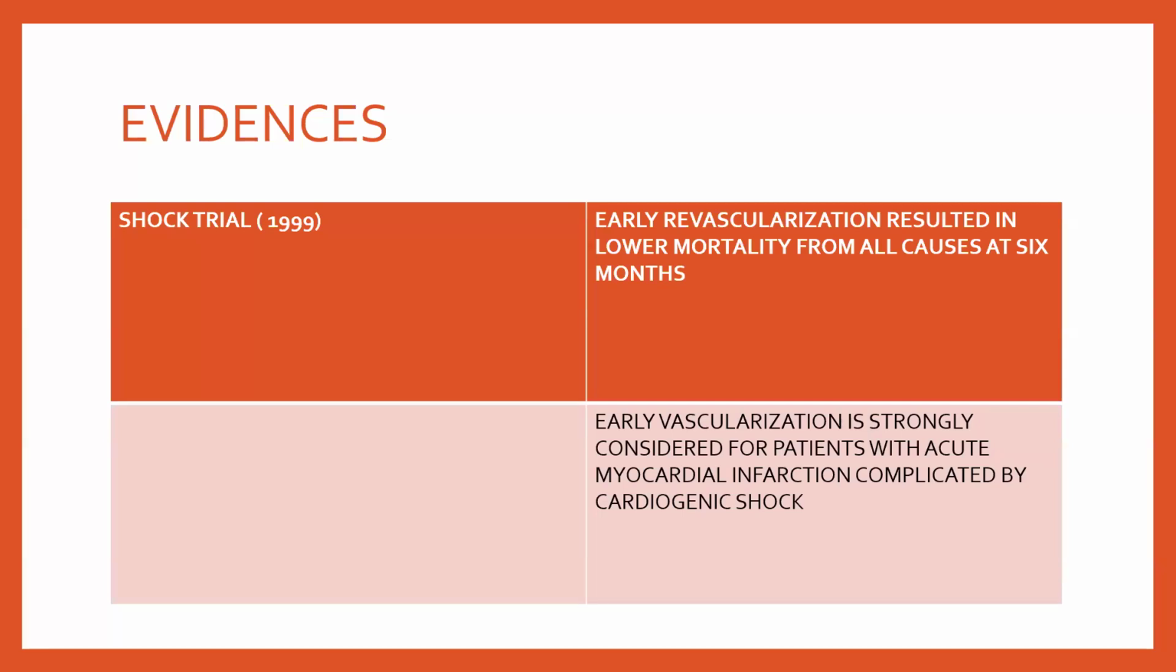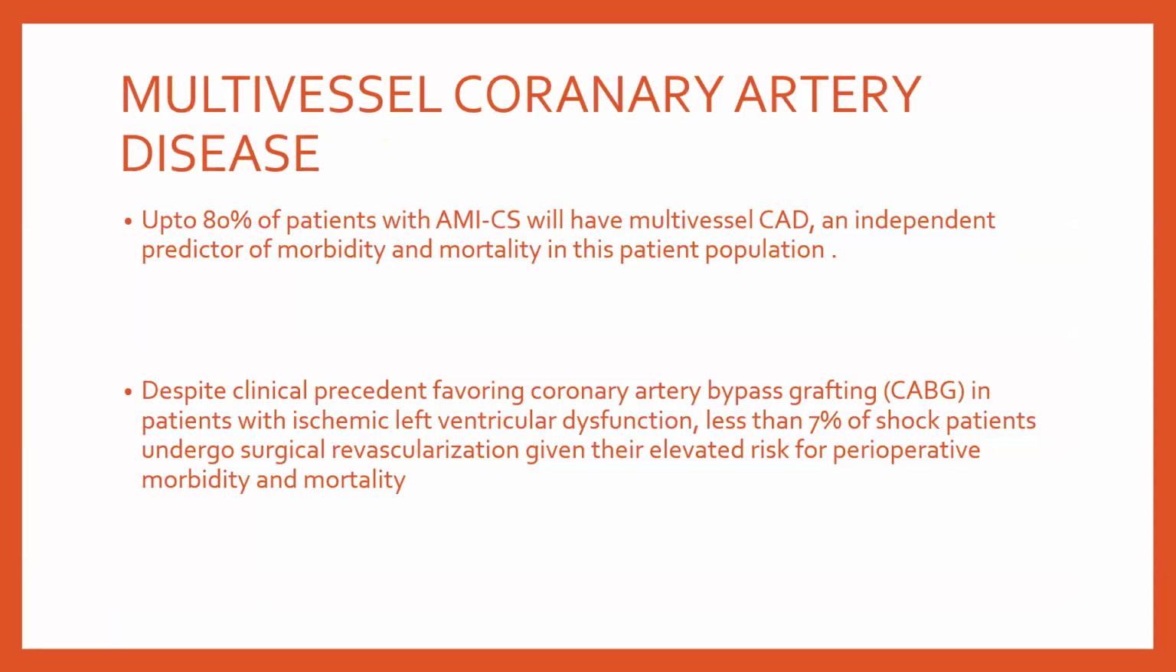So in 1999, the SHOCK trial was published. And the conclusion of the SHOCK trial was that early revascularization resulted in lower mortality from all causes at 6 months. Early revascularization is strongly considered for patients with acute myocardial infarction complicated by cardiogenic shock. Now, regarding multivessel coronary artery disease, up to 80% of patients with acute myocardial infarction and cardiogenic shock will have multivessel coronary artery disease, and it is an independent predictor of morbidity and mortality.